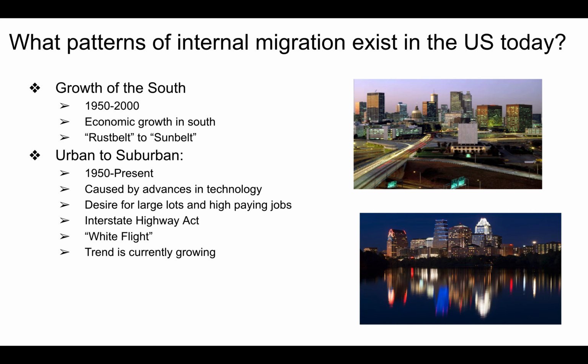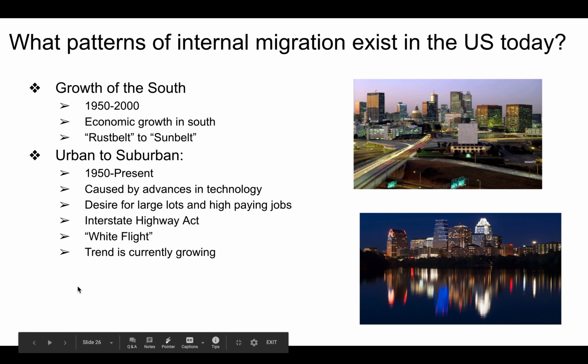And the reasons for this movement is advancement of technology and jobs moving from the urban core out to suburbs, and the Interstate Highway Act, which creates white flight, so ethnic demographics follow, where the white ethnicities concentrated in high arithmetic density in the suburbs, and the trend is currently growing.